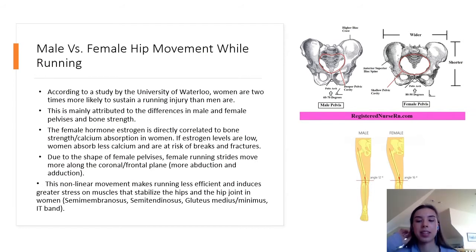So one of the most surprising things that I found out during this research project was just the vast differences between male and female pelvises. It's even more interesting because I do a lot of my running with guys, so I obviously get to see the differences in our strides quite often.